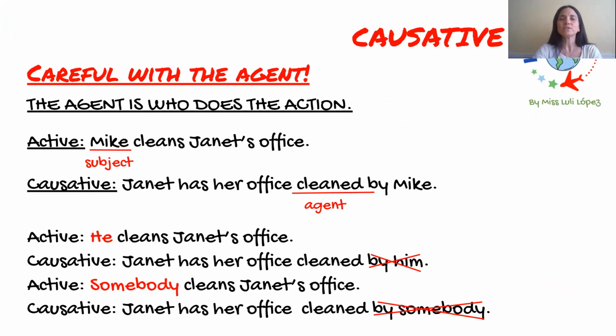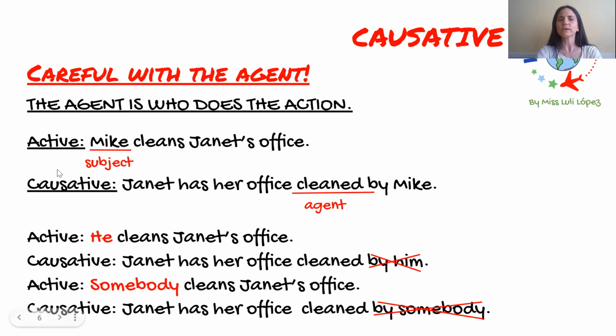Now, another thing that you have to pay attention to is being careful with the agent. So the agent is who does the action, yes? And when we want to express who does or did the action, we put it at the end of the sentence. So check these examples.